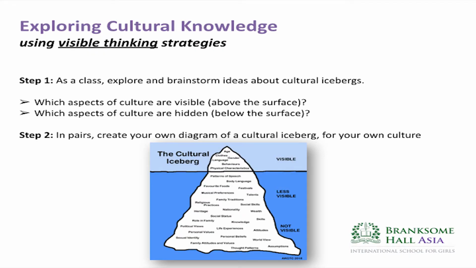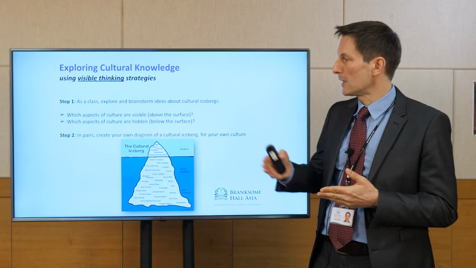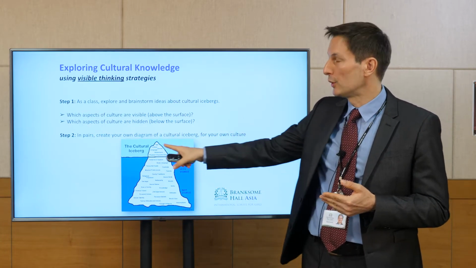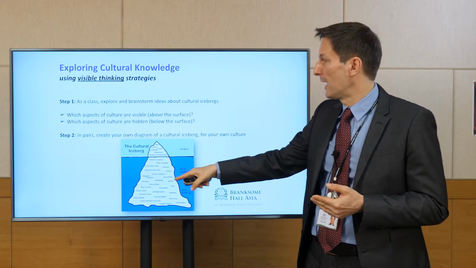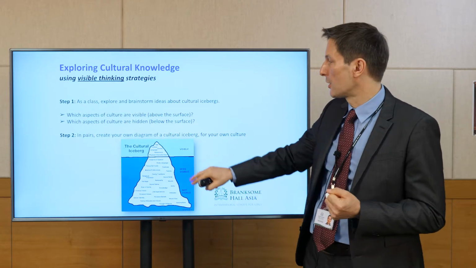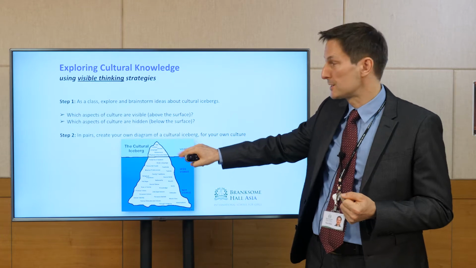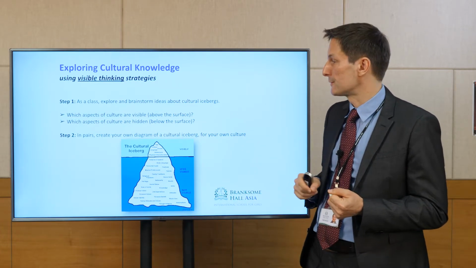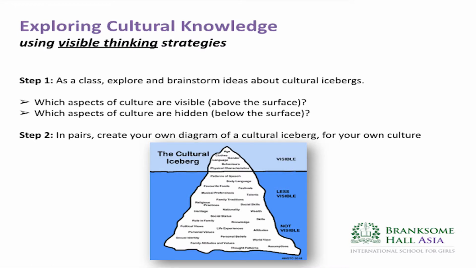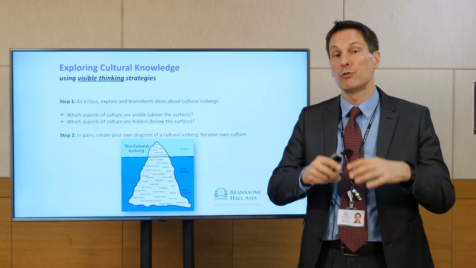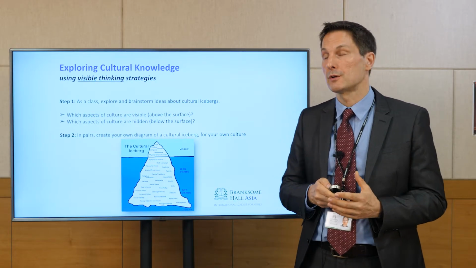And so the first step we take is that as a class, we start to explore and brainstorm ideas about what we call cultural icebergs. And the key questions here are, which aspects of culture are above the surface in the iceberg, and which aspects of culture are hidden or below the surface? And once we've done that, I will ask students in pairs to create their own diagrams of a cultural iceberg relating specifically to their own culture.